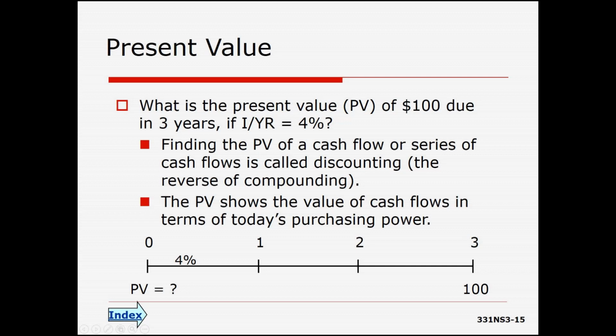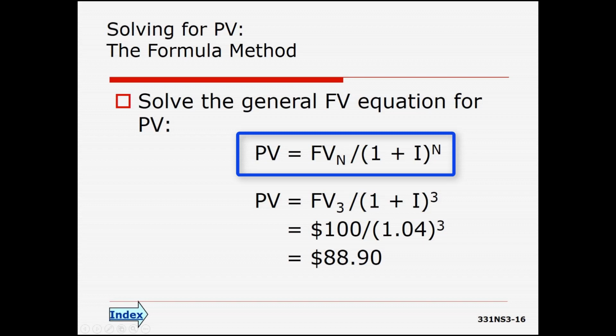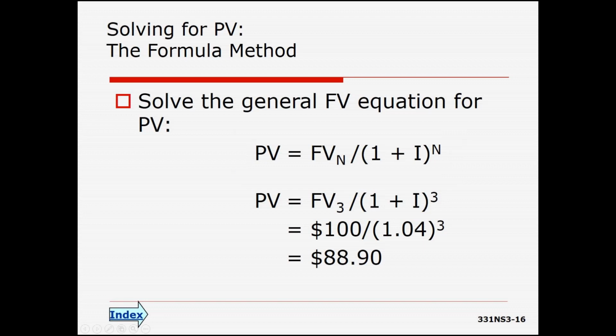Here's a present value example. What is the present value of $100 to be received in 3 years if the discount rate is 4%? Finding a present value is discounting. The timeline describes the question. Using the formula, PV is equal to FV divided by (1 plus I) raised to the n power. Present value is equal to $100 divided by 1.04 cubed. We can solve this in the calculator using the y to the x and 1 over x keys. Enter 1.04 y to the x 3 equals 1 over x times 100.